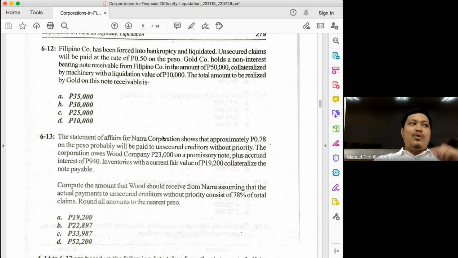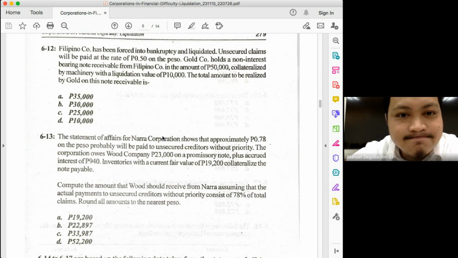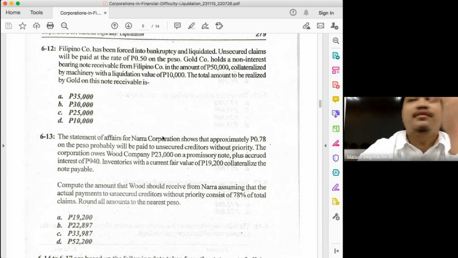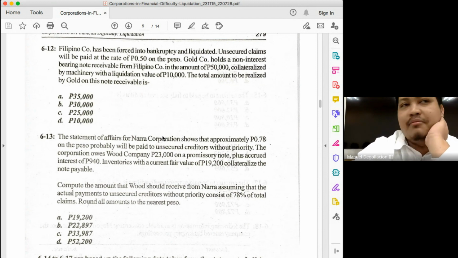Okay? And again, what's the most crucial, class, in solving for the amount to be paid to partially secured? It is the computation of your recovery rate. But do we have to solve for the recovery rate here? No, because it's given. The recovery rate here is 50%. Okay? Now, what do we do here? Do we multiply the 50% with the 50,000, class? The 50,000 is the amount of the claim. Do we multiply the 50% with the 50,000?